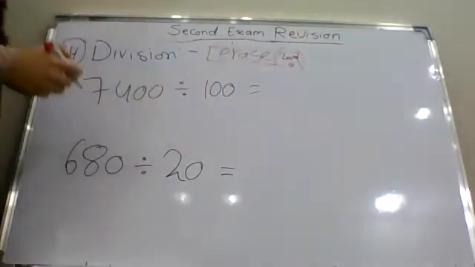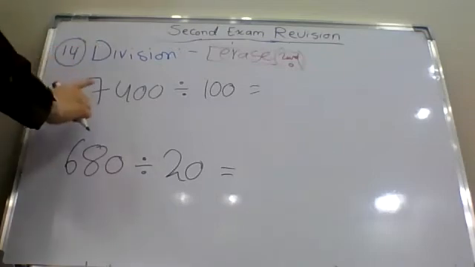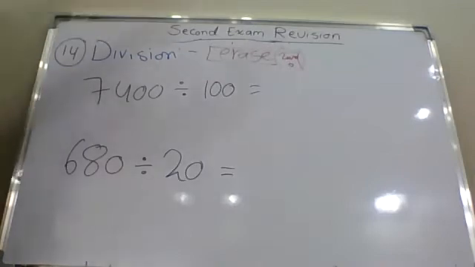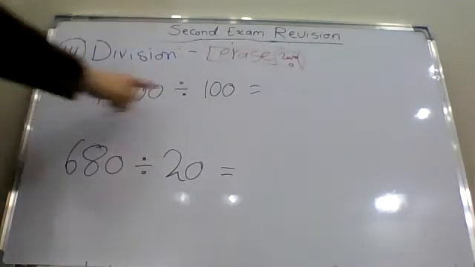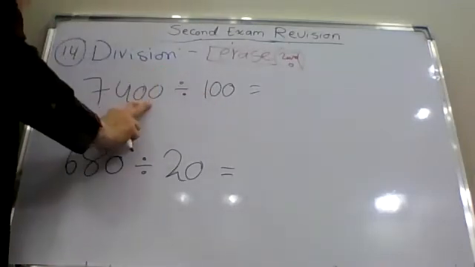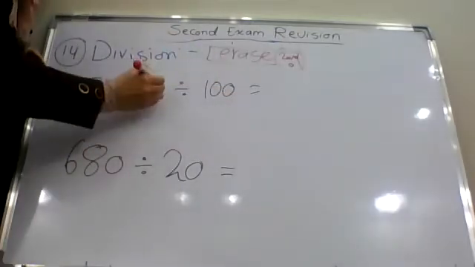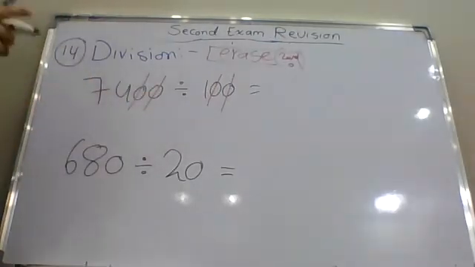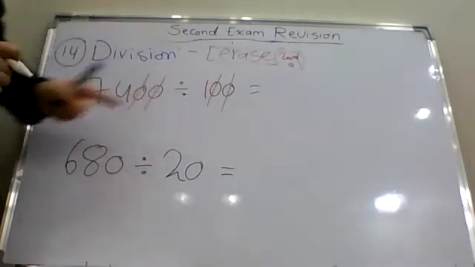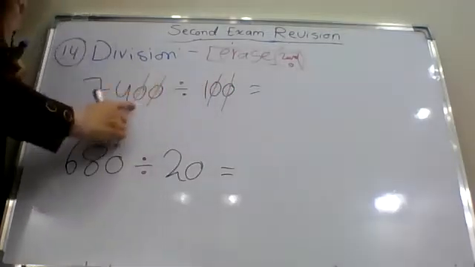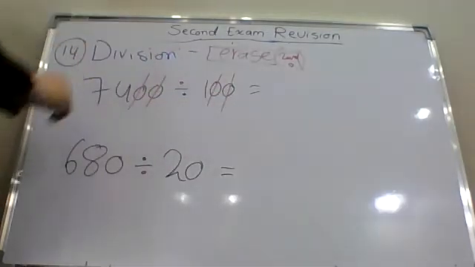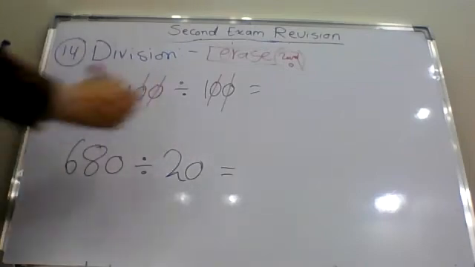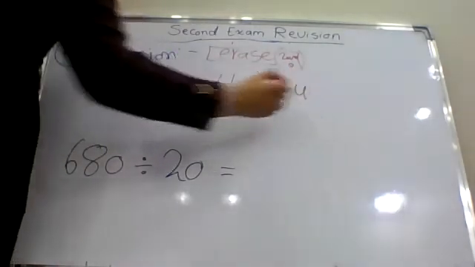We erase zeros. In multiplication, no. In multiplication, we count how many zeros and we move them to the answer. But in division, we erase zeros, okay? How many zeros in the question I have here? 2, and I have here 2. I can erase 2, I can erase 2. You cannot erase 1 with 2. You have to erase 1, 1, 2, 2, okay? So you erase these zeros. You can now divide. 74 divided by 1 is 74, okay?